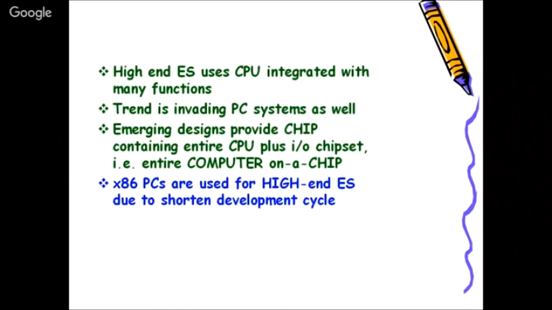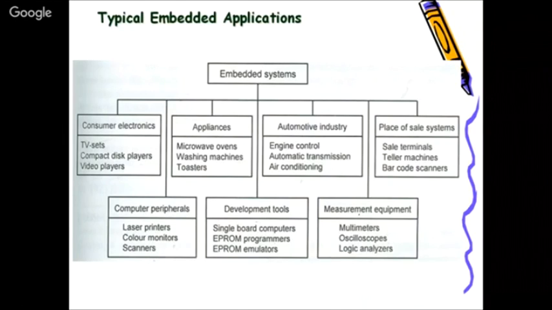Now emerging designs provide a chip containing the entire CPU. You must have seen in the market that there is a CPU with on-chip IO chipsets. That chipset means you have all the functionality, keyboard functionality, mouse functionality, so you don't have to have multiple boards inside your computer. On-chip CPU plus input-output chipset is already there. The entire computer on a chip is there. That is how design trends are emerging. And x86 based designs are used for high-end embedded systems to shorten the development cycle. Therefore, there are different applications.